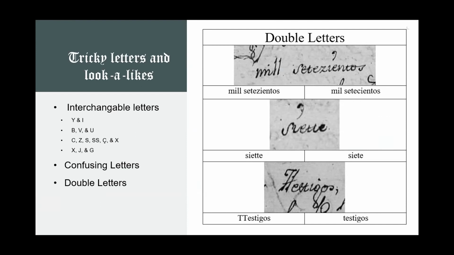So in this first example, we see 1700. The mil is spelled with two L's. And then again, we see 700 is spelled with the Z instead of what it's supposed to be, a C. And then we have also siete with an exaggerated I dot, spelled with the double T as well. And the same thing with testigos on the bottom. So that almost looks like an H, but it's important to recognize that that's a double T.